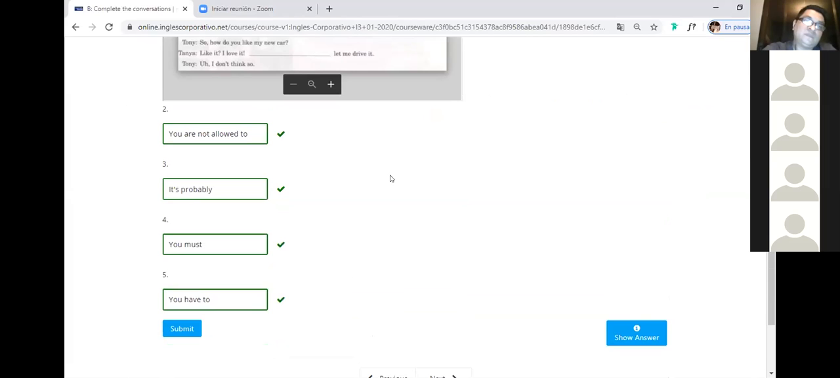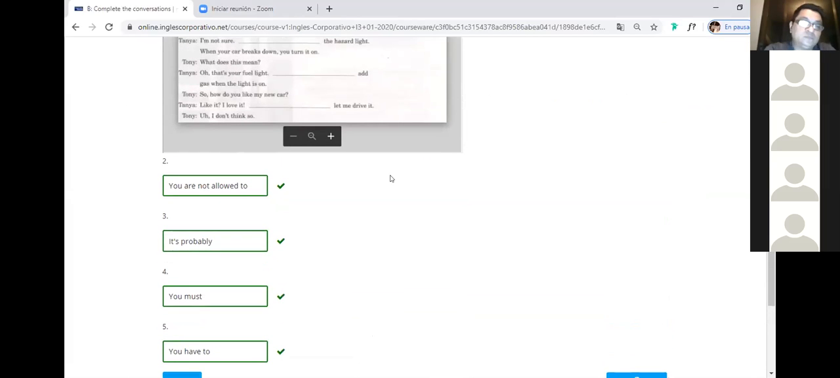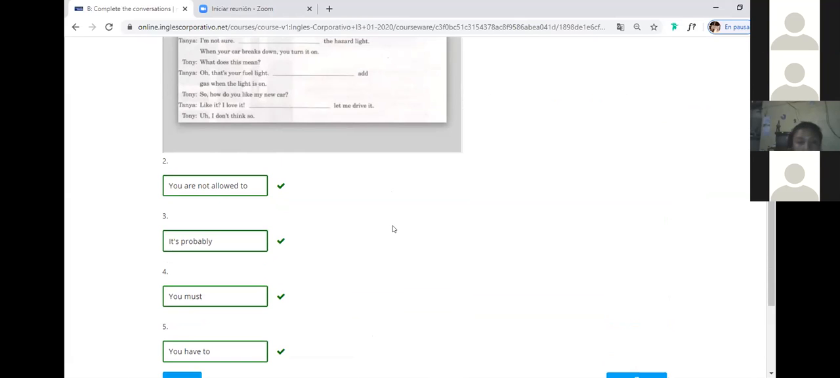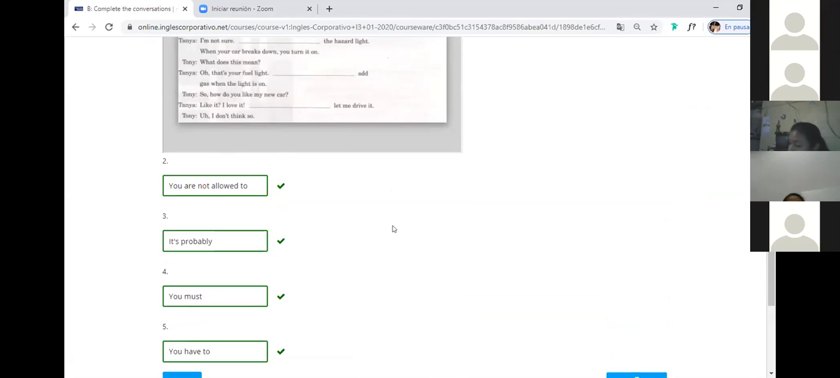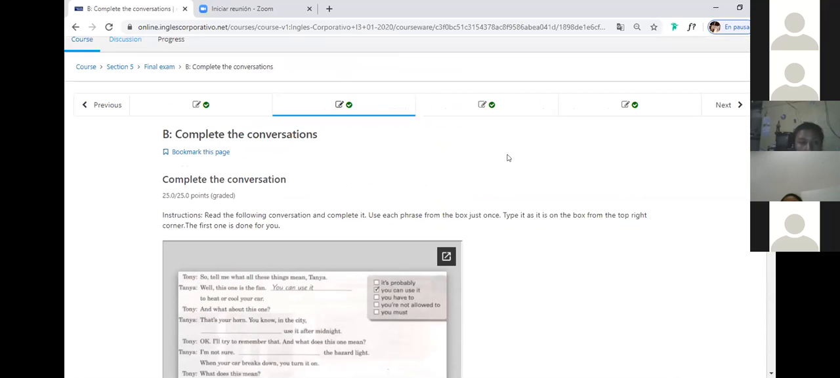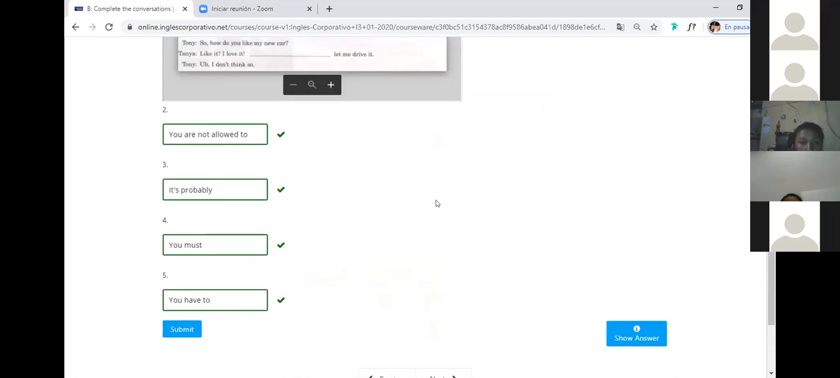It's probably... en esta. It's probably. You have to. It's. Recuerden que el apóstrofe es al 39. Si lo ponen con la compu, no se los agarra. ¿Cuál es? El apóstrofe es al 39. Es código ASCII. Ah, okay. Sí, porque si no se las marca como malas, aunque estén bien. Sí. Al 39. Ponla, al 39.